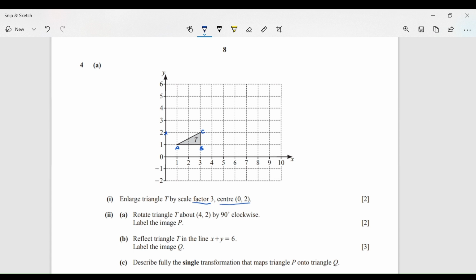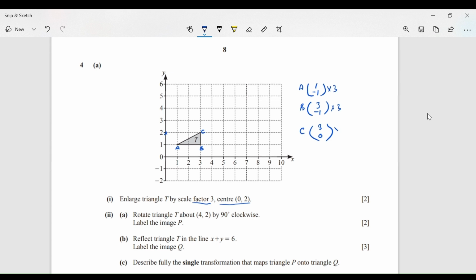Now A, from the center of enlargement, is 1 right and 1 down. B will be 3 right, 1 down. And C will be 3 right and 0 down. So the scale factor is 3. We will multiply by 3.